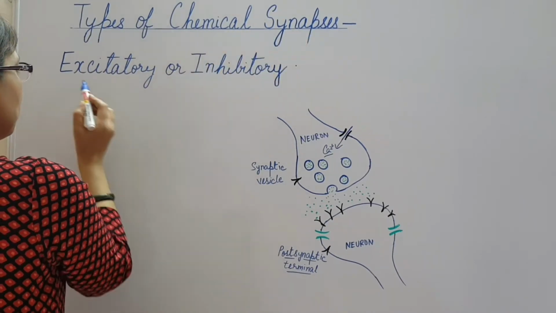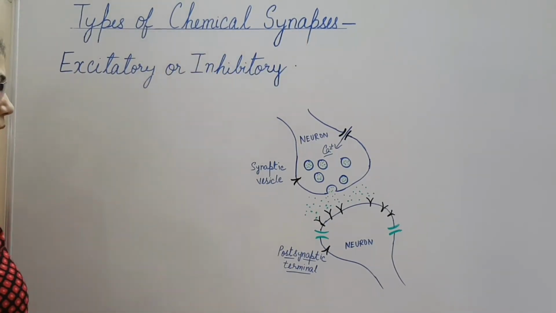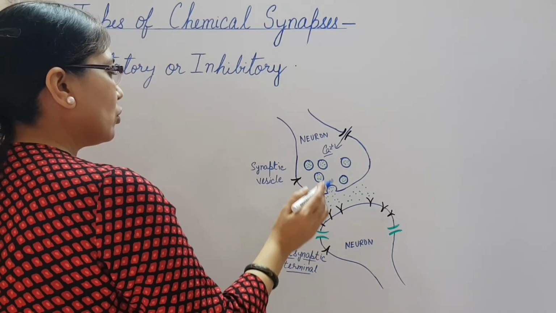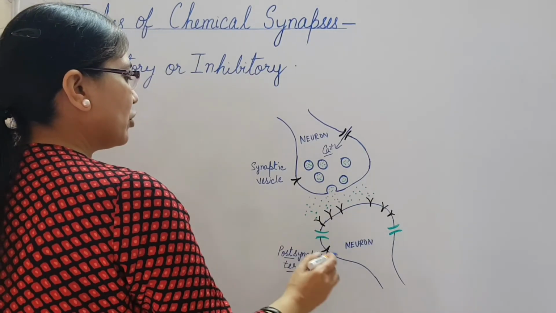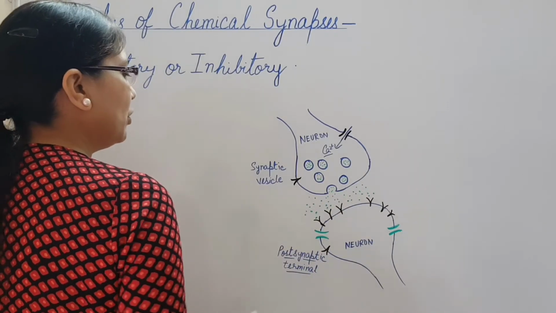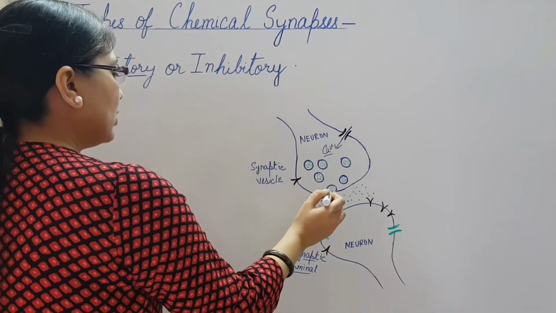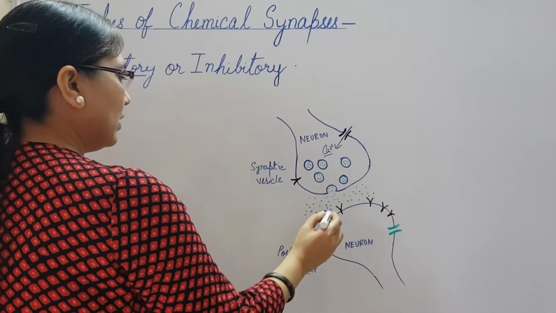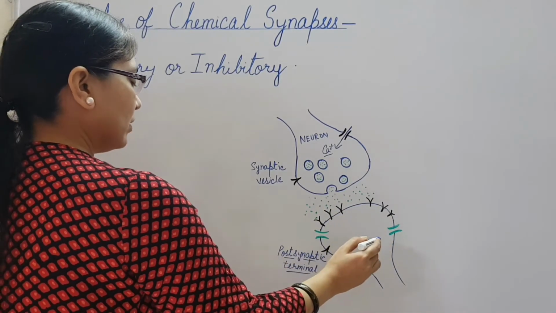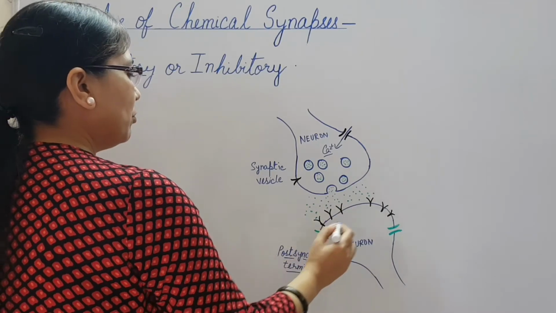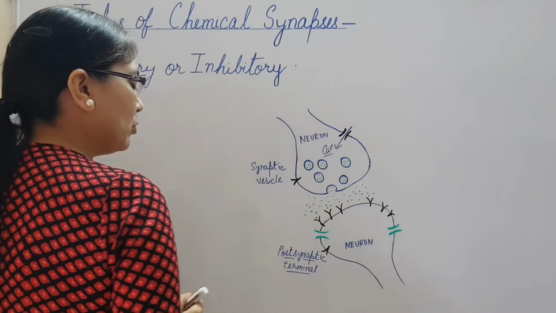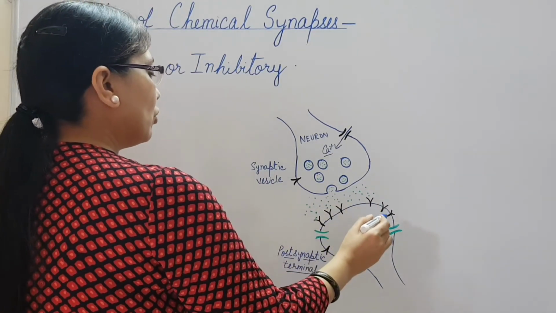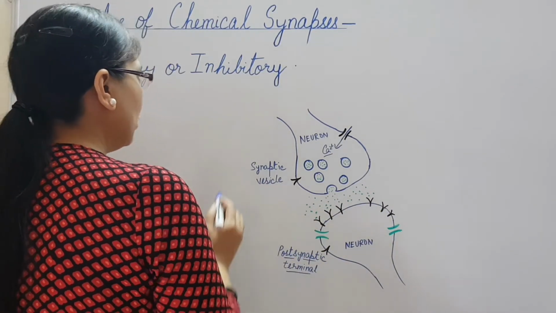Types of chemical synapses: excitatory or inhibitory. Binding of neurotransmitters to the receptors either promotes or inhibits the generation of action potential in the postsynaptic neuron. When the neurotransmitters bind to the excitatory receptor present on the postsynaptic neuron, it leads to the opening of ion channels that causes the depolarization of the plasma membrane of the postsynaptic neuron, and this promotes the generation of action potential in the postsynaptic neuron.